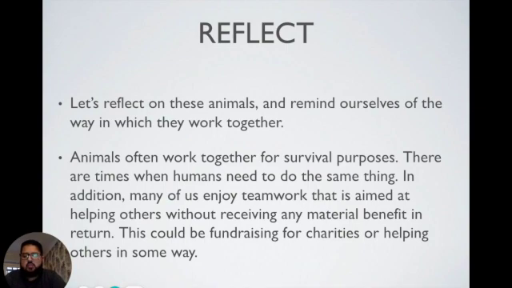Now, a lot of the time, animals do work together for survival purposes, but there are times humans need to do the same thing. And many of us enjoy that teamwork because it's aimed at helping others. Now, sometimes we may benefit from it, and sometimes we may not receive any material benefit. That means we may not receive money, or we may not receive a product at the end. But actually just doing that teamwork and knowing that we have helped or been part of a team is enough to make us want to do it again. And this can also include fundraising for charity or helping other people in different ways.